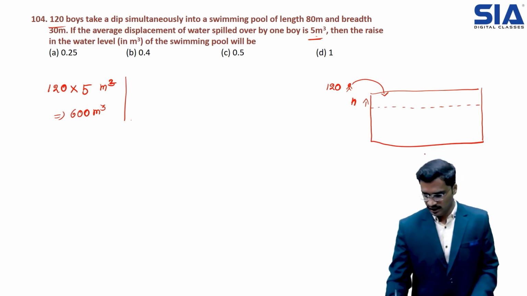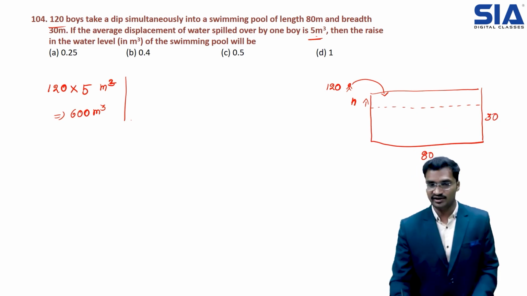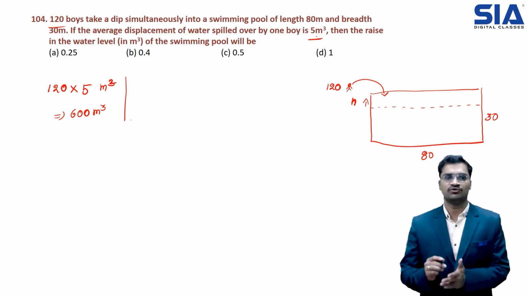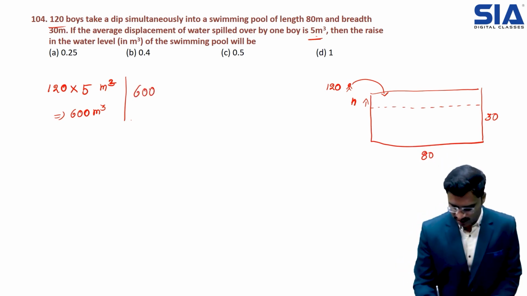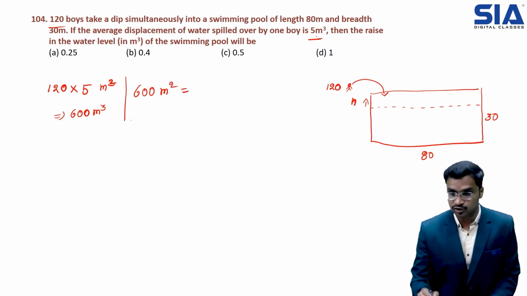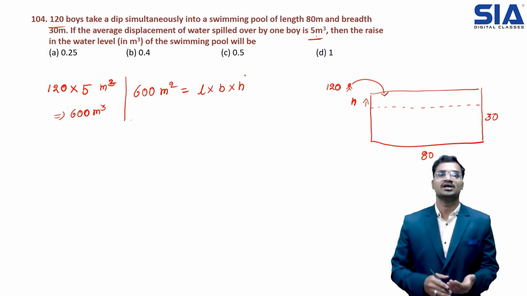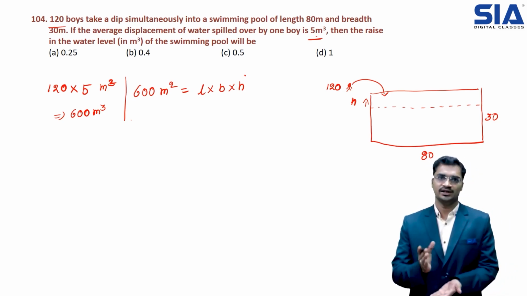So we know the length of the swimming pool and breadth of the swimming pool. So length is 80 and breadth is 30. We have to find the height. So we have to equate this 600 to the volume of cuboid. So 600 meter cube is equal to the volume of a cuboid, which is length into breadth into height. So after equating this, I am getting the increase of height in the swimming pool.